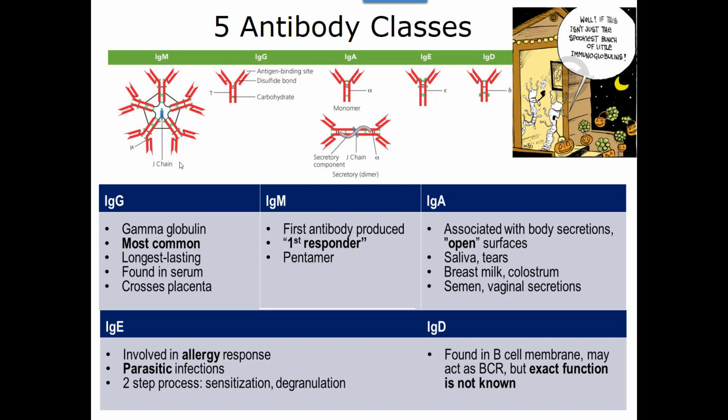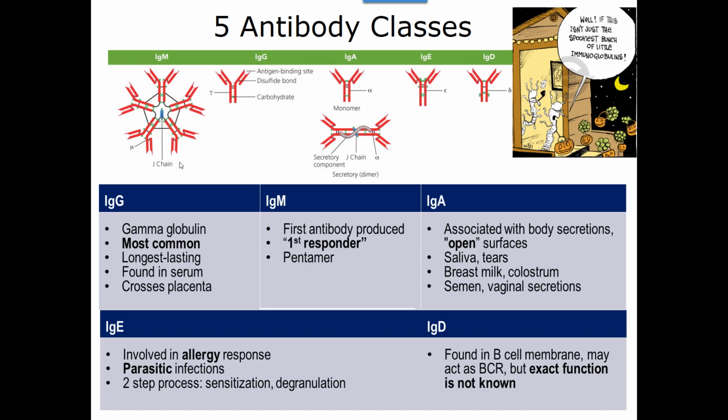And the last one, the immunoglobulin D, we find this particular antibody on the B cell, in the same place the B cell receptor is. We don't know its exact function. So we don't know everything about the human body. So it may act as another B cell receptor because they look alike, but we're not exactly sure.